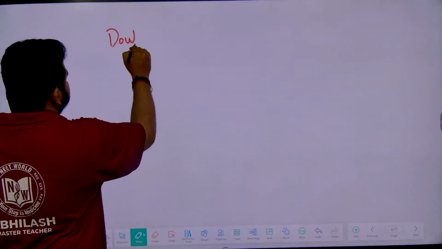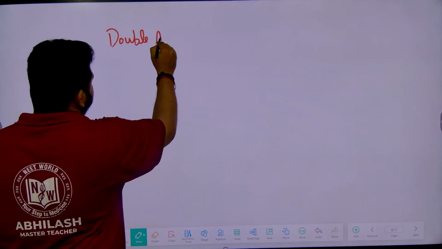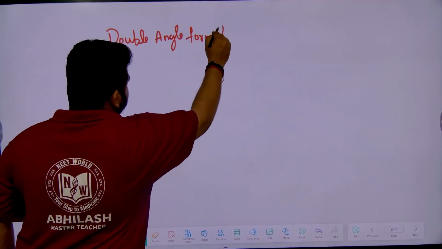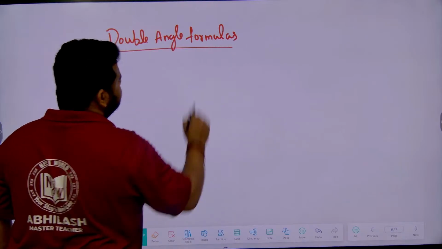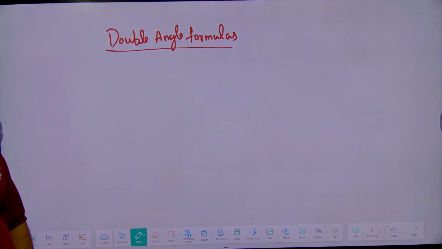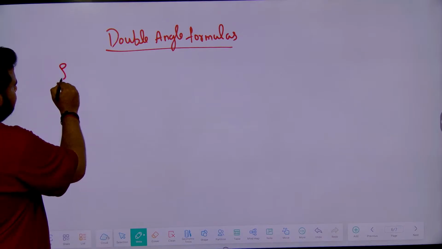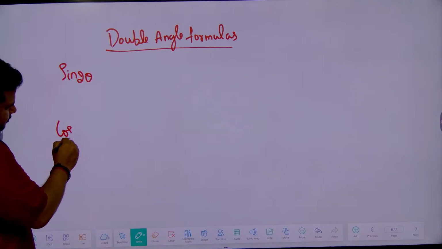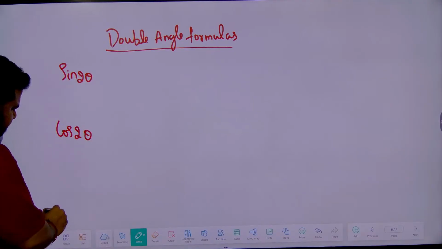So there is something called double angle formulas. Okay, double angle formulas. Till class 10 you would have studied something like sin theta, sin A, sin B, like that. But here you will be studying sin 2A, sin 2 theta, like that. So what is this sin 2 theta? You have to know. What is this cos 2 theta? You have to know. You have to know what is this tan 2 theta.